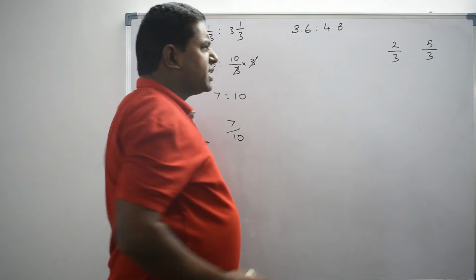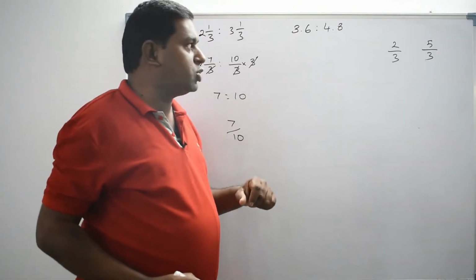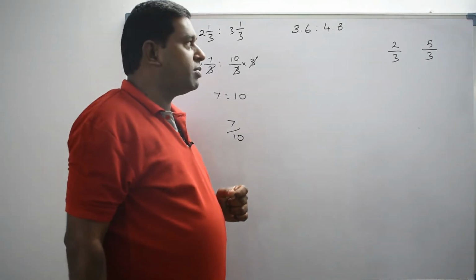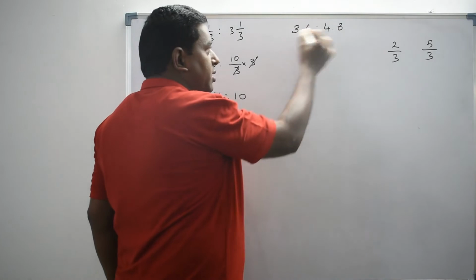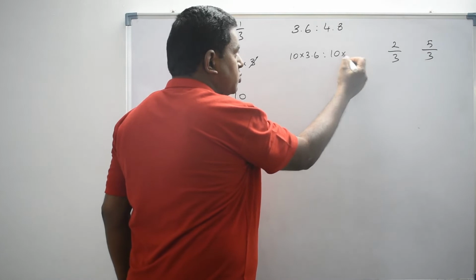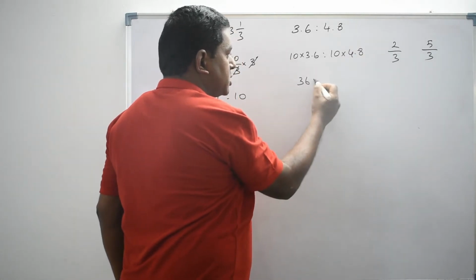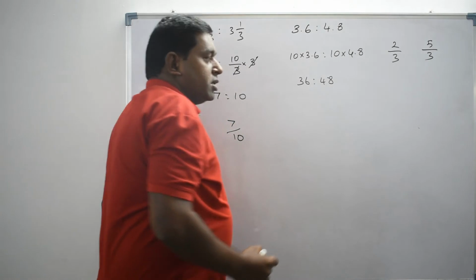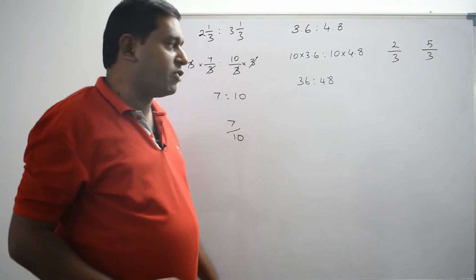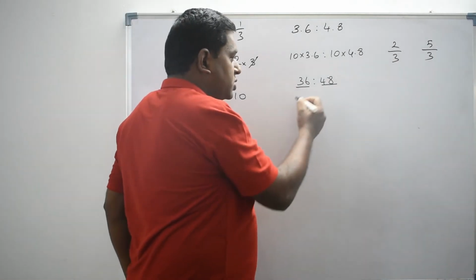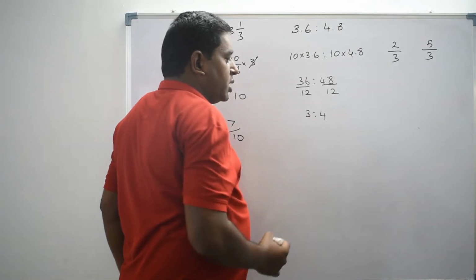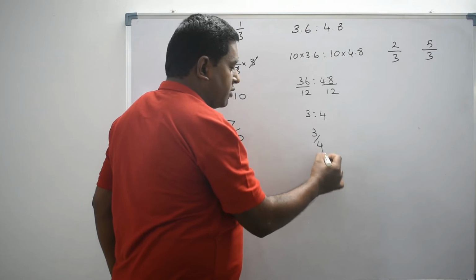Now in the second ratio we have decimals. In both the terms of the ratio we have decimals, with only one digit after the decimal. To remove the decimal, I am going to multiply both the terms of the ratio by 10. When I do so, it is 10 times 3.6 is to 10 times 4.8. I get 36 is to 48. Now this is not in its simplest form because there is a common divisor 12 for both 36 and 48. So to simplify this ratio, I divide each term by 12. When I do so, I get 3 is to 4. Now I can write this as a fraction, that is 3/4.